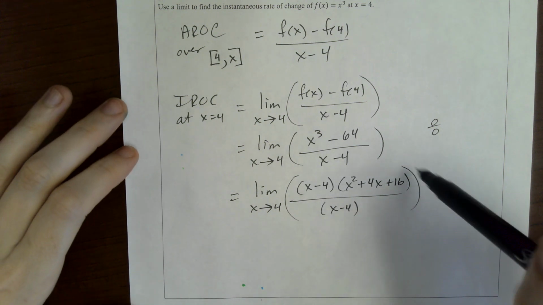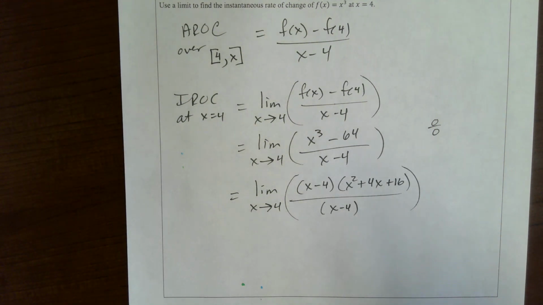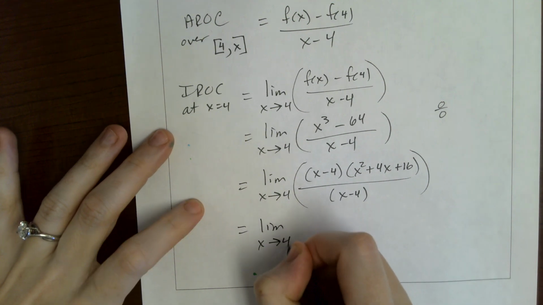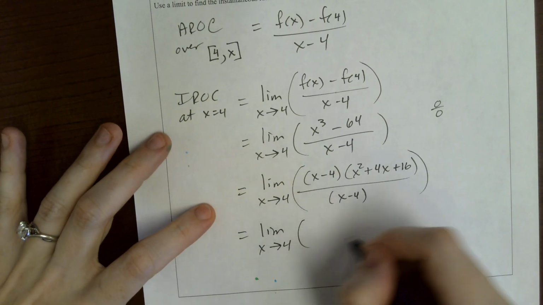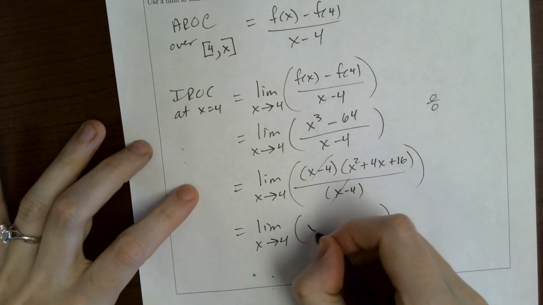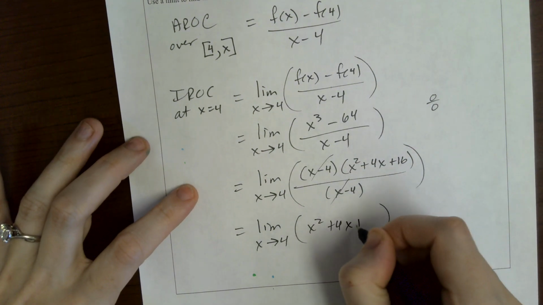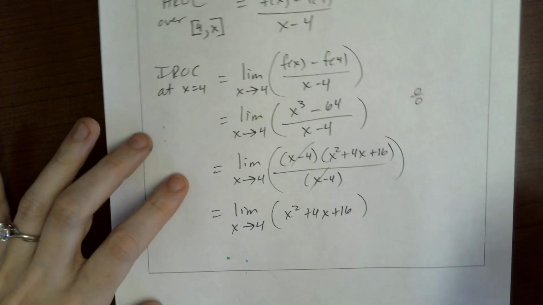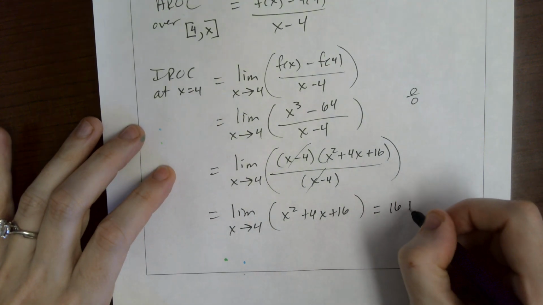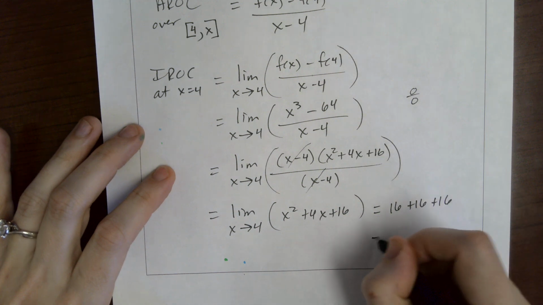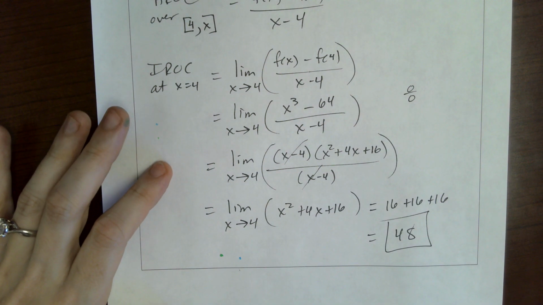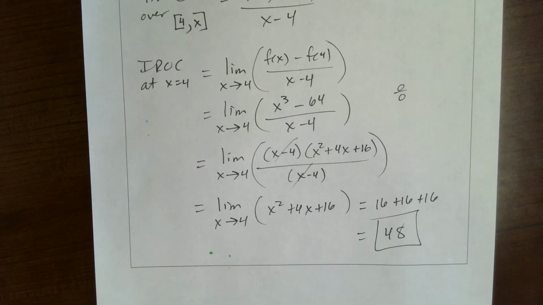So can this be simplified further? Yes. If the answer is yes, then you need another limit. Your last limit has to have the simplest possible form. All right, so x squared plus 4x plus 16. Okay, so then this is 16 plus 16 plus 16. All right, yep, it's 48. Okay, guys, there it is.